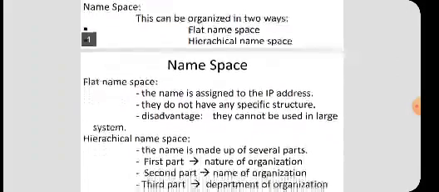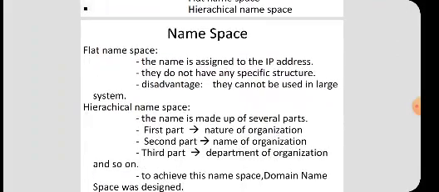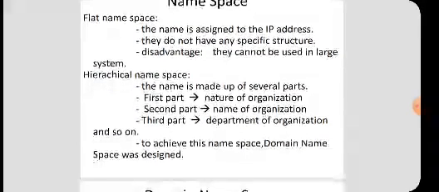So we have to use only the hierarchical namespace. What is hierarchical? It is a tree-like structure. Do you all know about hierarchical? It is a tree-like structure. In hierarchical namespace, the name is made up of several parts. The first part is the nature of the organization, the second part is the name of the organization, the third part is the department of the organization, and so on. Many parts will go on like this. So hierarchical is a tree-like structure, and the name is made up of several parts.